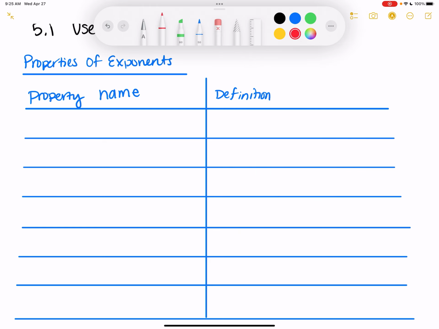Alright, so the first one, the property name is product of powers. So this one says that a to the m times a to the n is equal to a to the m plus n. So if you're multiplying two things that have the same base, you add the exponents.